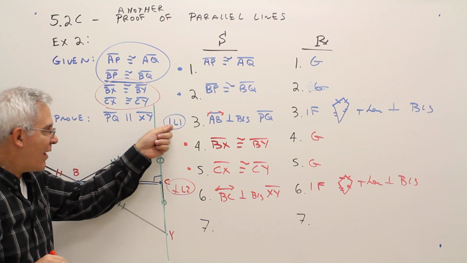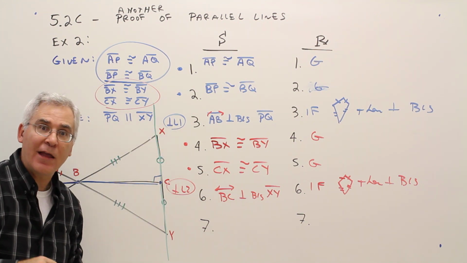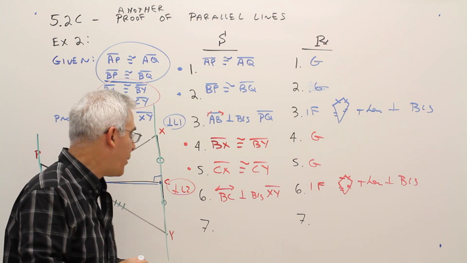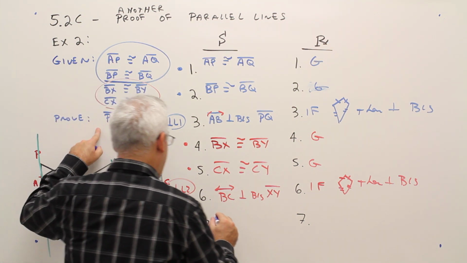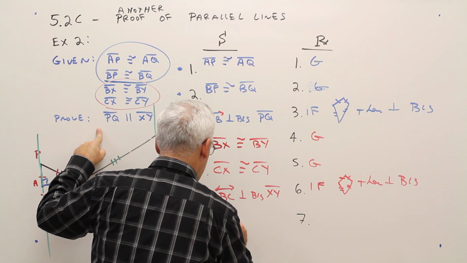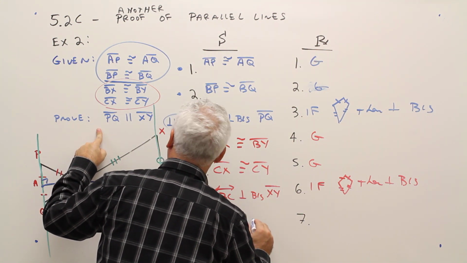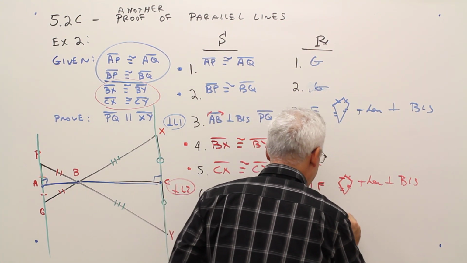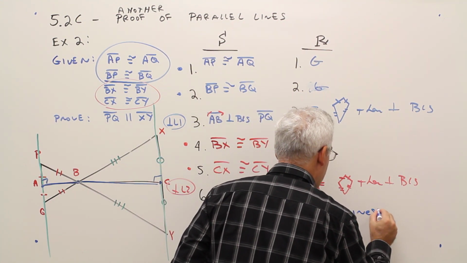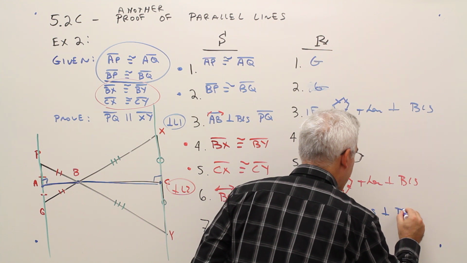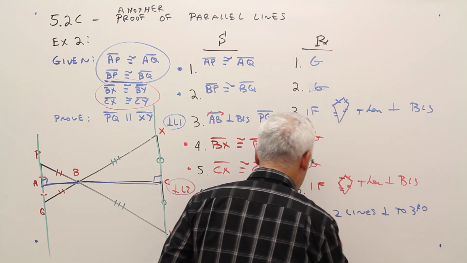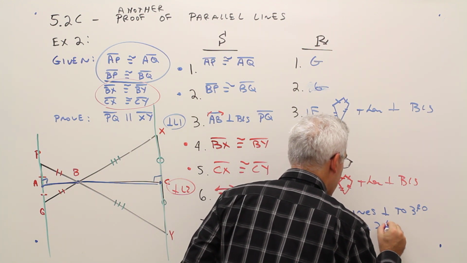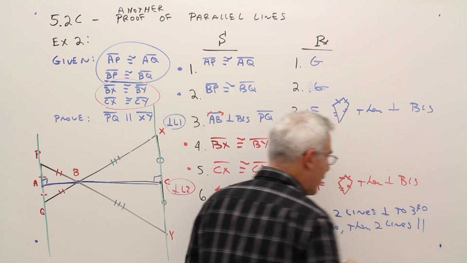And now, based on this step and this step, I can use that kind of oddball way to prove lines parallel. So now I'm going to say PQ is parallel to XY if two lines perpendicular to third line, then two lines parallel.